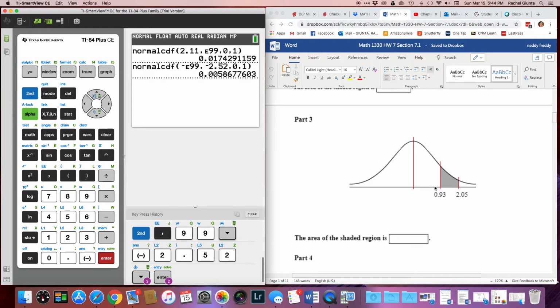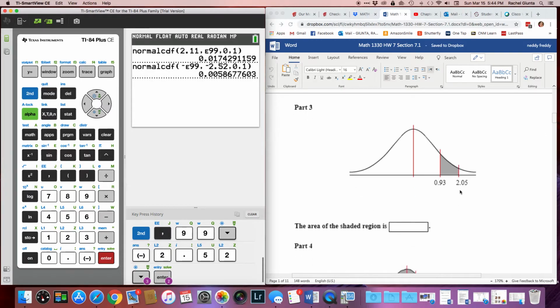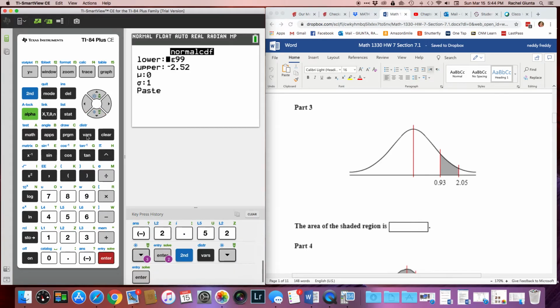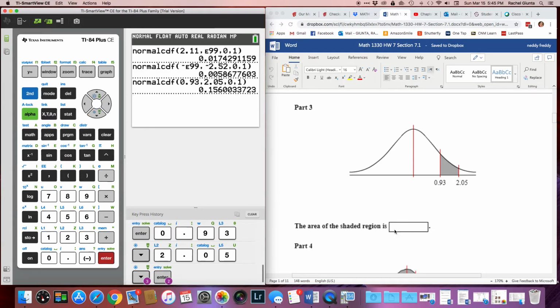Now we've got area in between two numbers. This is actually the easiest situation because it's very obvious what you have to put in there. So you go to second vars, normal CDF, and now your lower limit is, of the two numbers that you're given, the lower number, 0.93. Your upper limit is the upper number that you're given, the higher number, 2.05. Leave these two the same, paste, enter, and that's your answer.